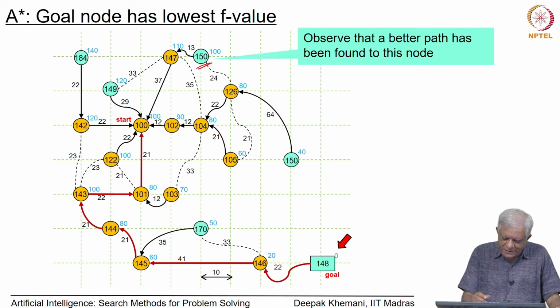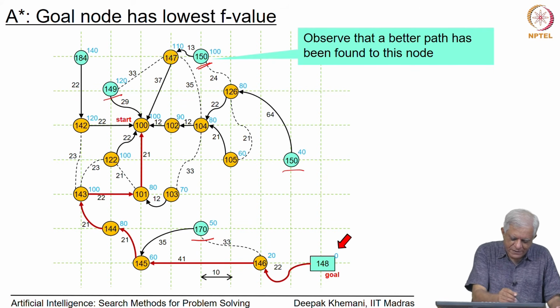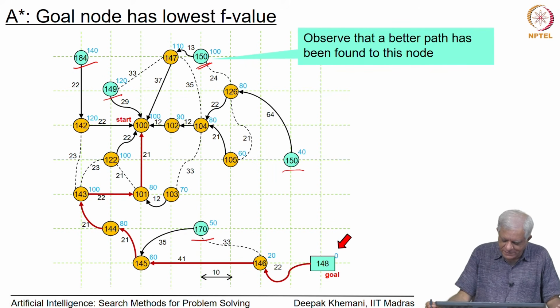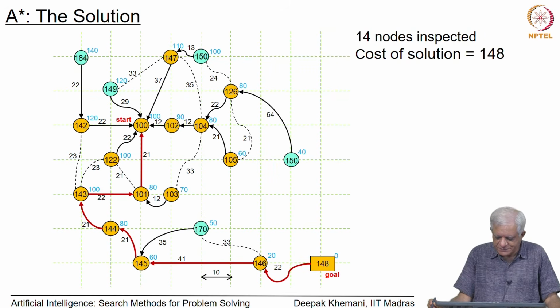And observe that all other open nodes are more expensive than 148, and therefore, A star is justified in picking up the goal node, and once it picks the goal node, because it is completely refined, it will terminate with a path of 148 essentially. So, this is the graph at the end of this whole process of generation that A star does.